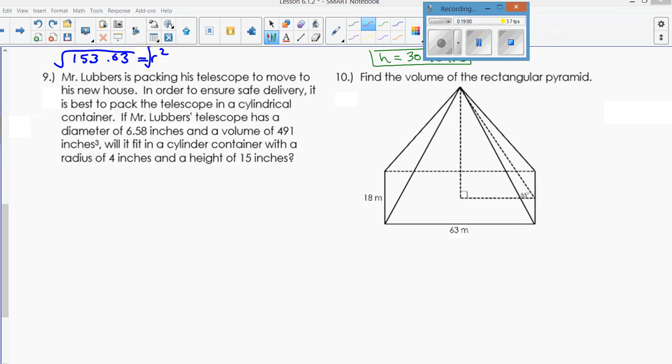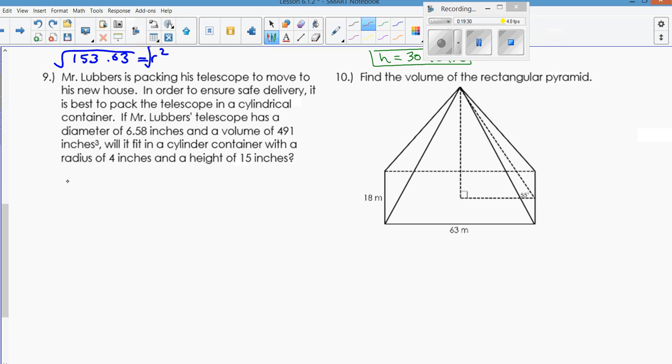Alright, I would draw out what's going to happen in this one. So, it says, Mr. Lubers is packing his telescope to move to his new house. We'll have to gaze at stars, apparently. In order to ensure safe delivery, it is best to pack the telescope in a cylindrical container, so in a cylinder. If Mr. Lubers' telescope has a diameter of 6.58 inches and a volume of 491 cubic inches, will it fit into a cylinder container with a radius of 4 inches and a height of 15 inches? So I'm taking the telescope and putting it into the cylinder.